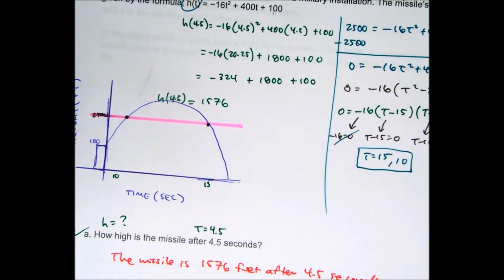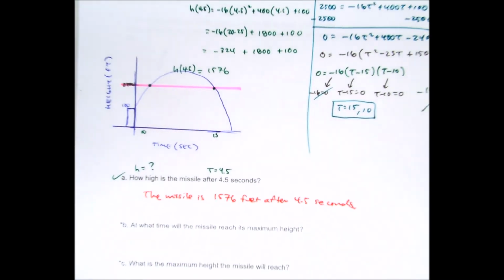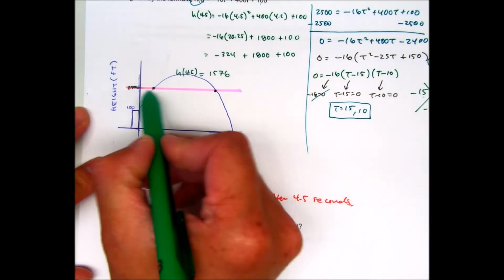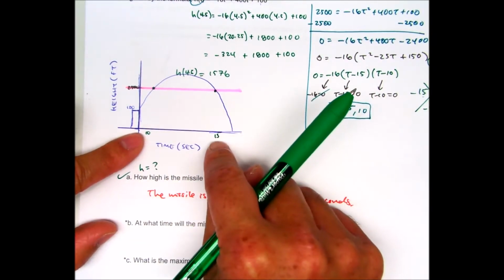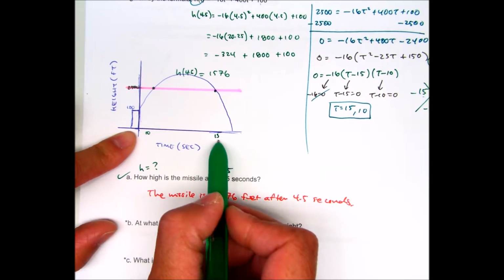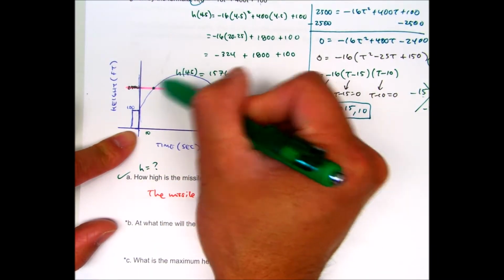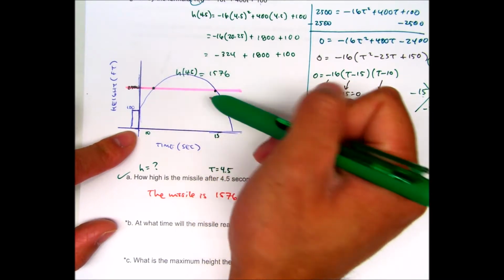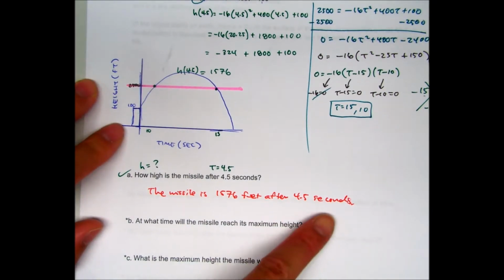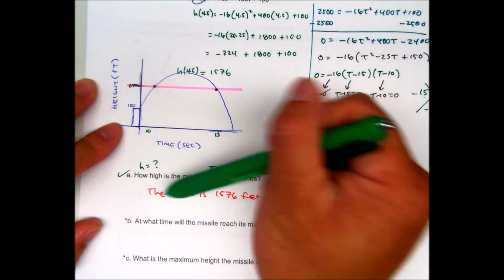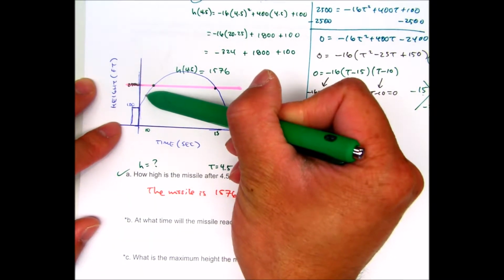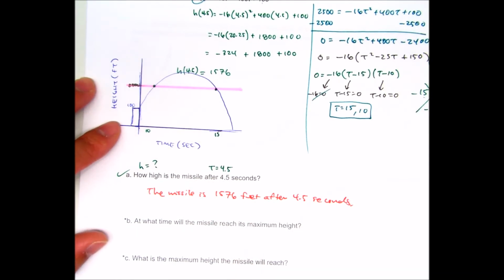Here's an extension question that could be asked. How long is the missile in the air above 2,500 feet? Well, between 10 and 15 seconds, if you subtract the two, it's how many? 5. It's above 2,500 feet for 5 seconds. In that previous problem, we said after 4.5 seconds, so here's 10 seconds, it's probably just like right here, that's like 1,576 feet.